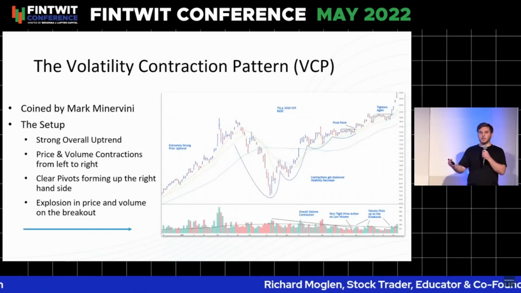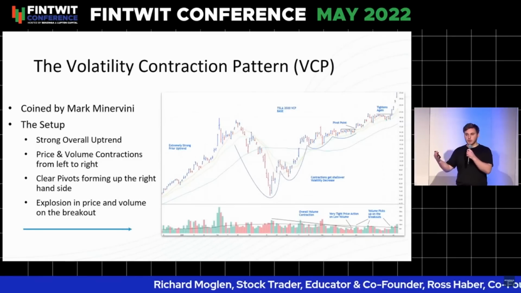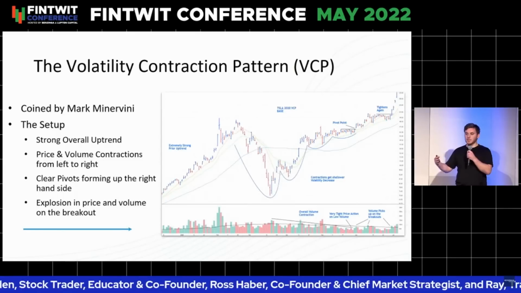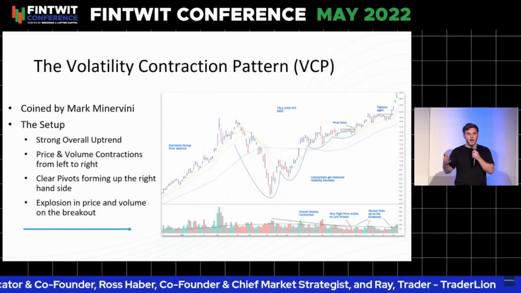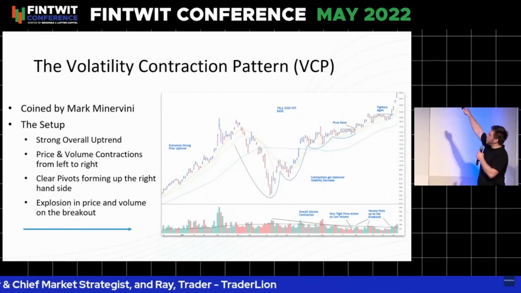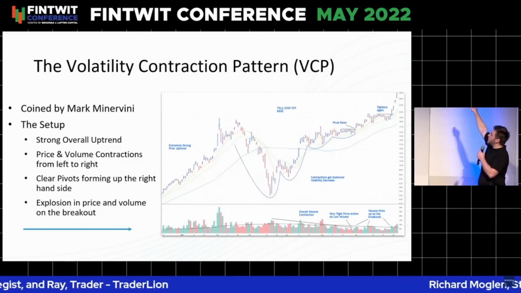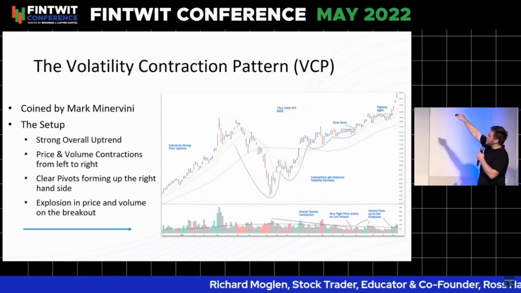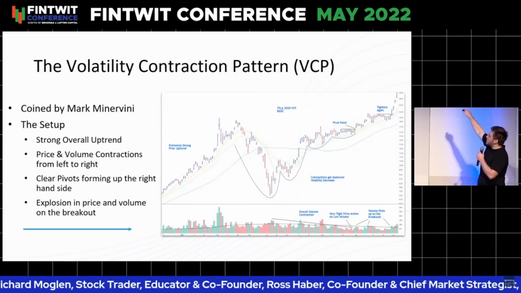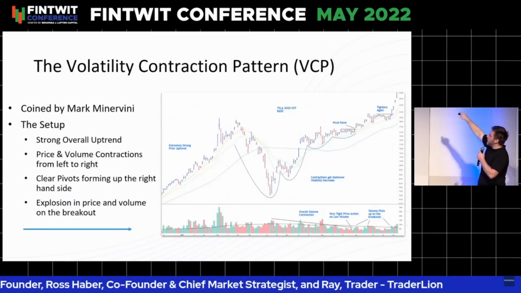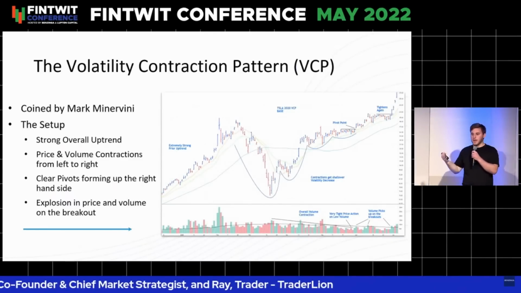So what we look for in terms of setup is we always want to be trading with the longer term trend in mind. We want to see that strong overall uptrend, ideally above a rising 200-day moving average. Then we want to see price and volume contractions from left to right. Here I already pointed out the different coils. You can see how it gets shallower and shallower with each contraction. And along that time, the volume has an overall descending trend. Then once we start pushing up, we see volume increase once again. But once we see that contraction in both price and volume, that's when we want to start paying attention.